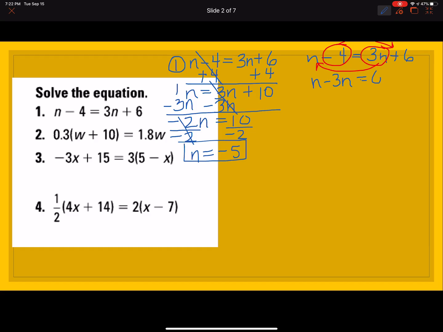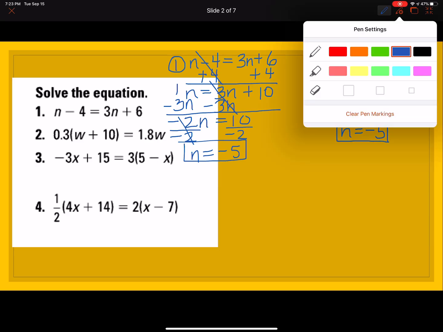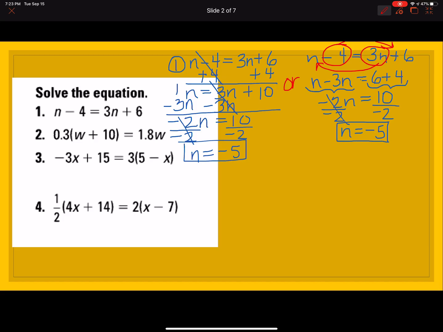We had a 6. We moved our 4 across the equal sign. It was a negative. Now it becomes a positive. At this point, I have my like terms on the same side. So I can simplify n subtract 3n, leaves me with -2n equals 10. Divide by -2 on both sides. Simplify, n equals -5. So either way, you do not have to solve it both ways.